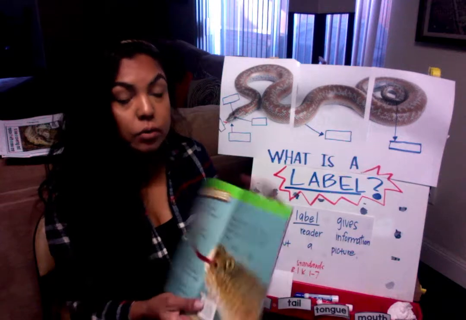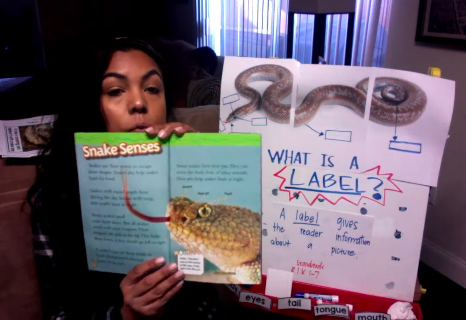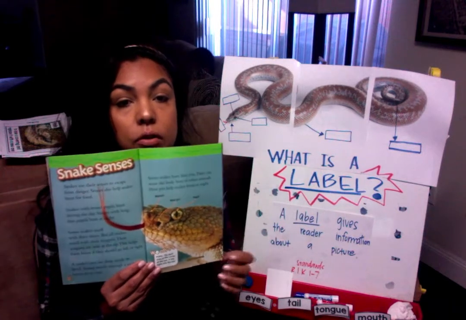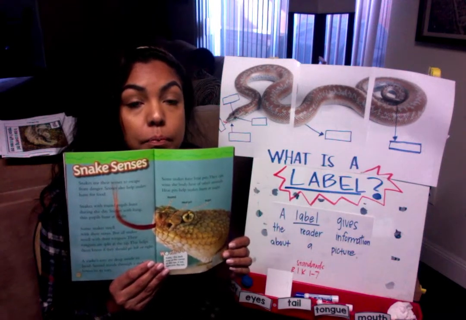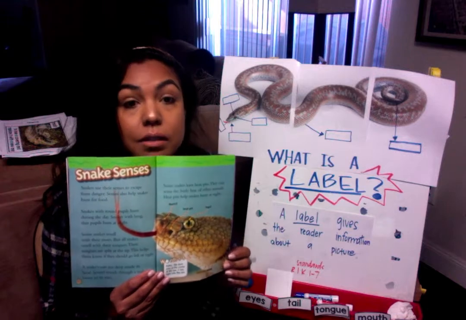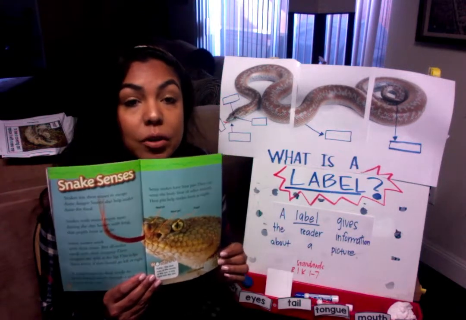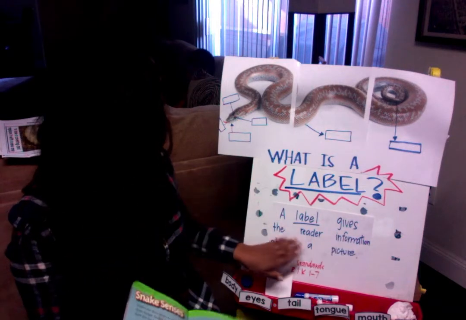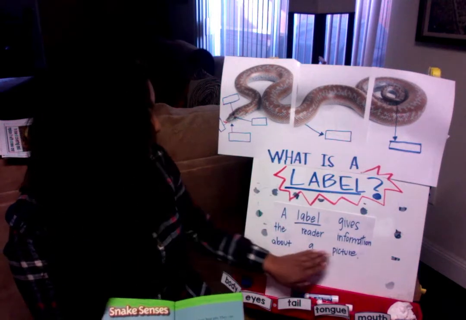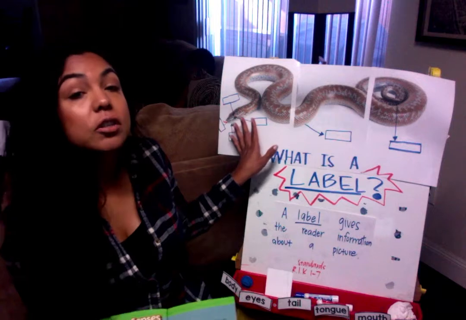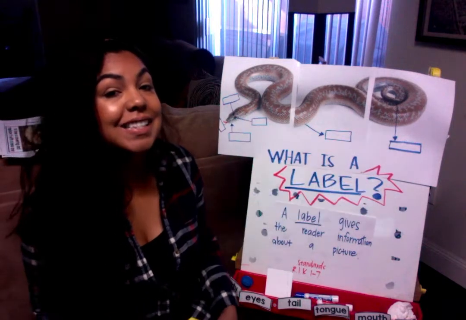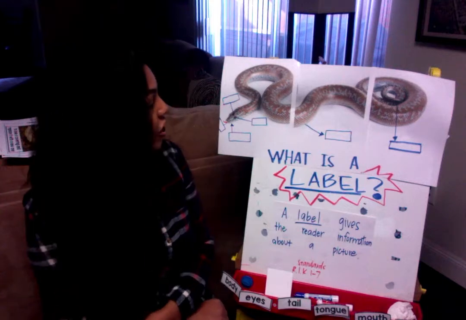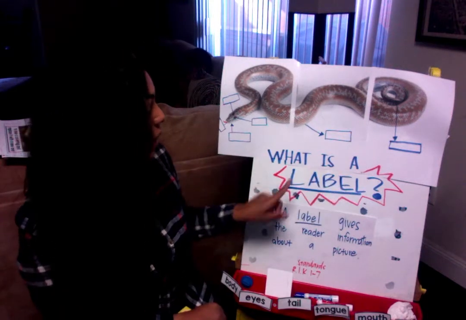So when we look through these books, these books have a lot of informational pictures. They also have a lot of labels. What are labels? A label gives the reader information about a picture. So here we have a picture of a snake. Good. So here we see a snake, right? And the question is, what is a label?